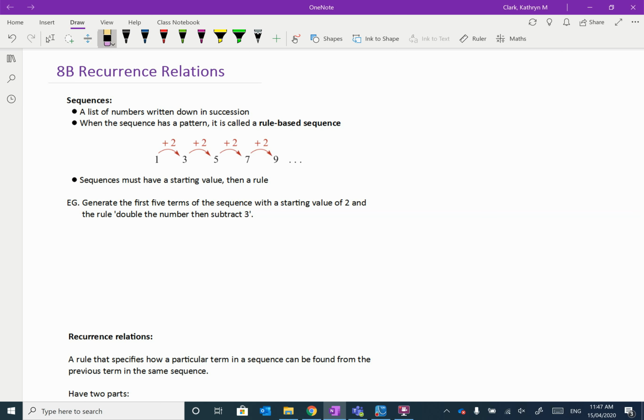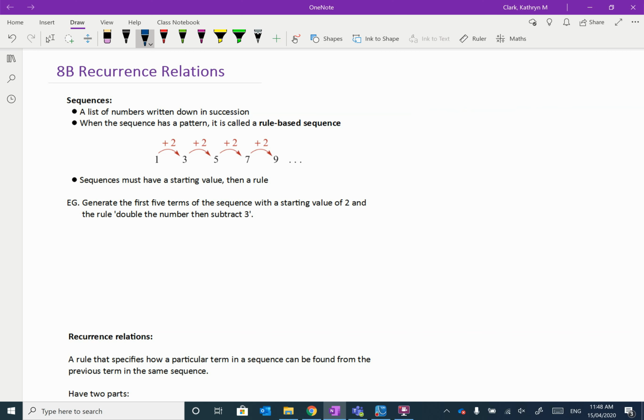Okay, so what is a recurrence relation? Well, a sequence is just a list of numbers that is written down in succession. So a sequence can be any set of numbers, really. Like I could have 2, and then 5, and then -1, and then 7. That is a sequence. But in this case, there's no hard and fast rule that's connecting all of those values together. When we use a rule, or when there's a pattern, this is called a rule-based sequence, and rule-based sequences can then be expressed by what's called a recurrence relation.